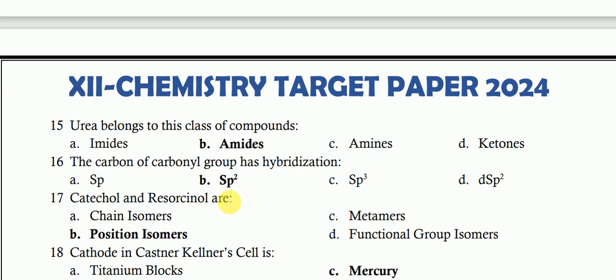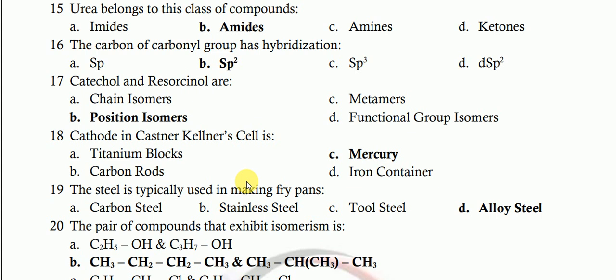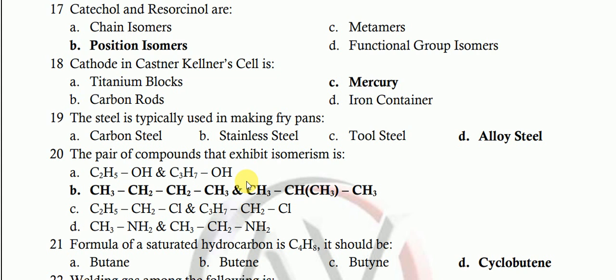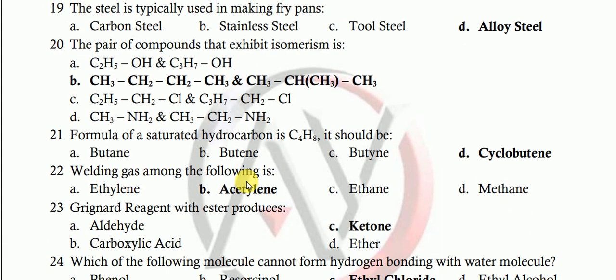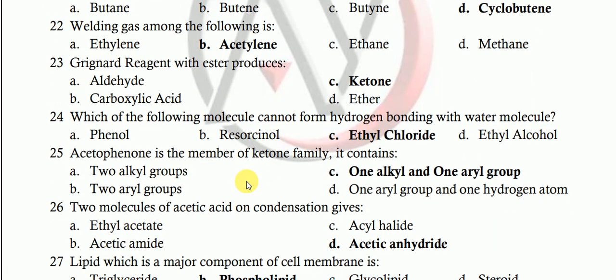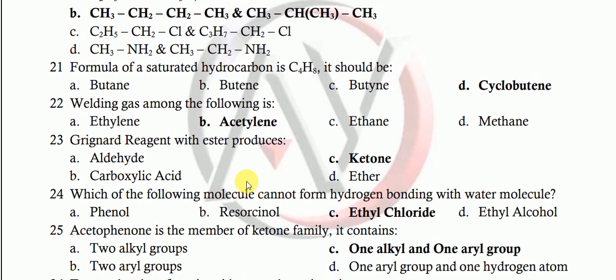The carbon of carbonyl group has hybridization of sp2. Catechol and resorcinol are position isomers. Cathode in Castner-Kellner cells is mercury. The steel typically used in making fry pans is alloy steel. So these are some of them that I have read.